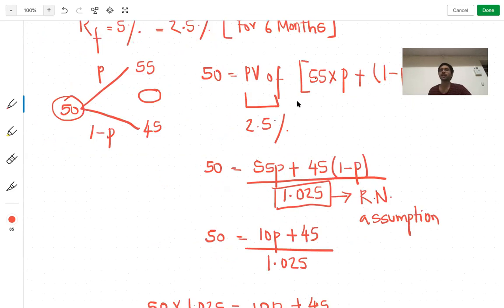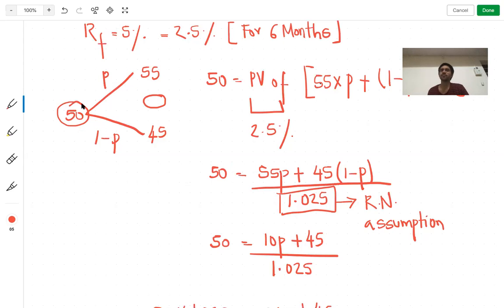We then thought that if I was a risk neutral investor, the required rate of return for me on this share is 2.5%. Therefore, if I discount the expected future cash flow by 2.5%, I need to get the present value of the share today, the current share price. Because the value of any asset is the present value of the future cash flows. For me, the required rate of return on the share is 2.5% for 6 months. So then I equated this.